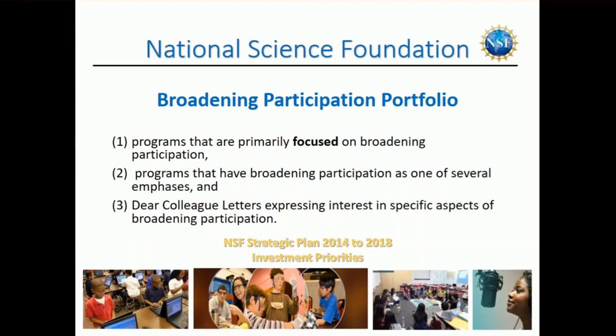The third category, in which we look at programs and opportunities, I would say more opportunities within the foundation that are specific to broadening participation, includes our Dear Colleague letters. So we've had a number of Dear Colleague letters come out in recent years. They're a little different than our solicitations. They tend to be very specific, and they tend to also have oftentimes a shorter time frame in terms of when the deadlines are, and they may only be relevant or active for a year or two.